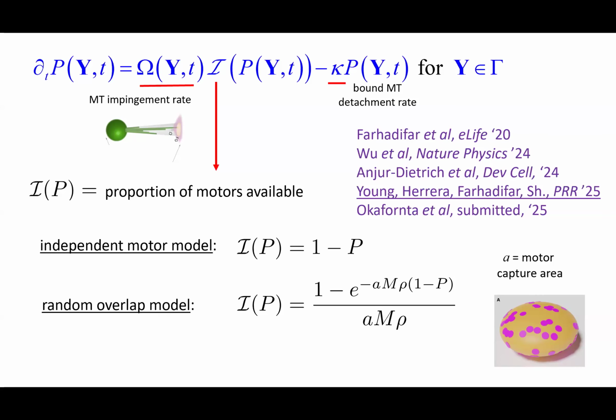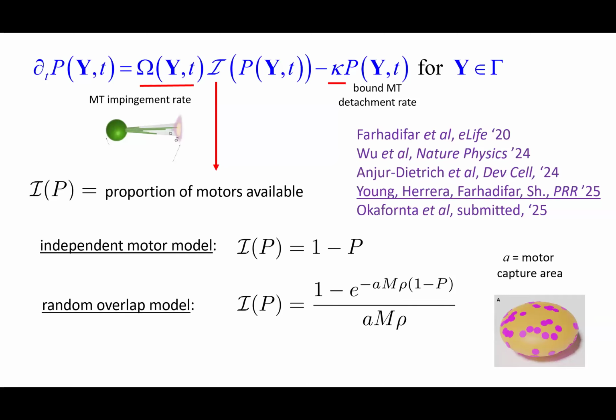Very simple. You can make it more complicated by assuming that the motors are distributed kind of like throwing darts at a wall or something like that, or other more complicated things. And then there's a rate at which they unbind. Okay, so that's very simple, but it works amazingly well.